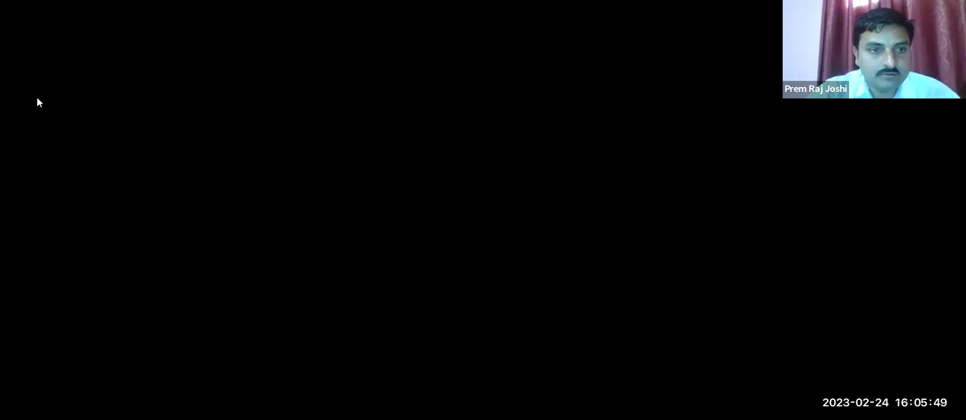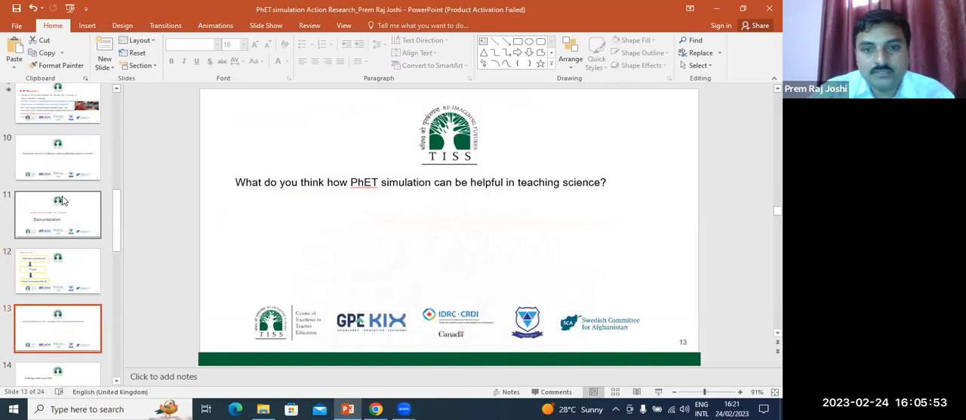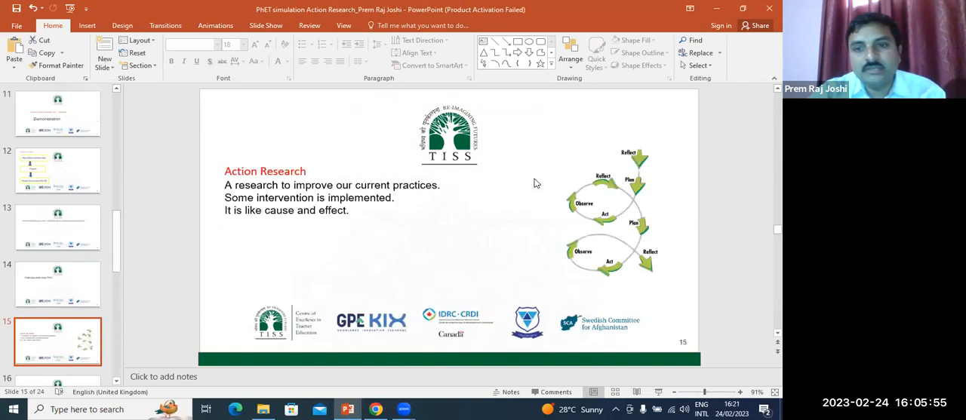Which action research model do you incorporate in your work? So you can show your PPT. I think the model is there in that, the cyclic model. Yeah, you can share your PPT again. This is the model basically. Plan, act, observe, reflect, again replan. This is the model which I have used in the action research.